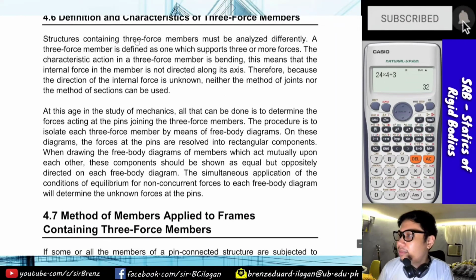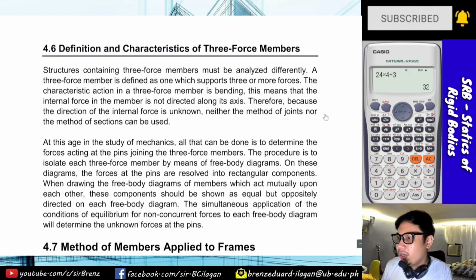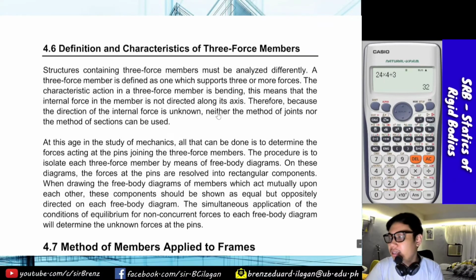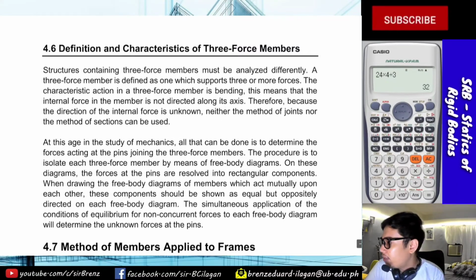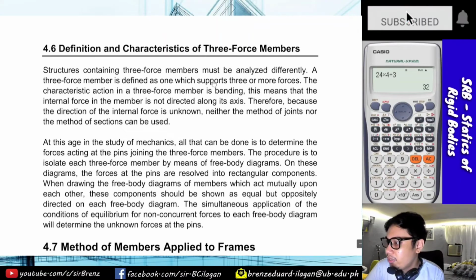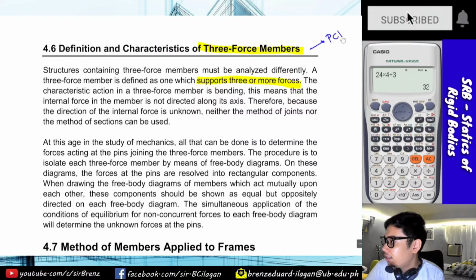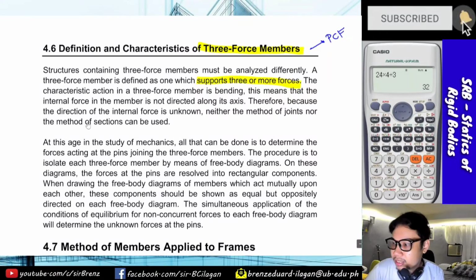So, in the definition and characteristic of a 3-force member, a structure containing a 3-force member must be analyzed differently. A 3-force member is defined as one which supports 3 or more forces. When that is the case, which is usually a pin-connected frame, it is classified as a 3-force member. Because the direction of the internal force is unknown, neither the method of joints nor the method of sections can be used.